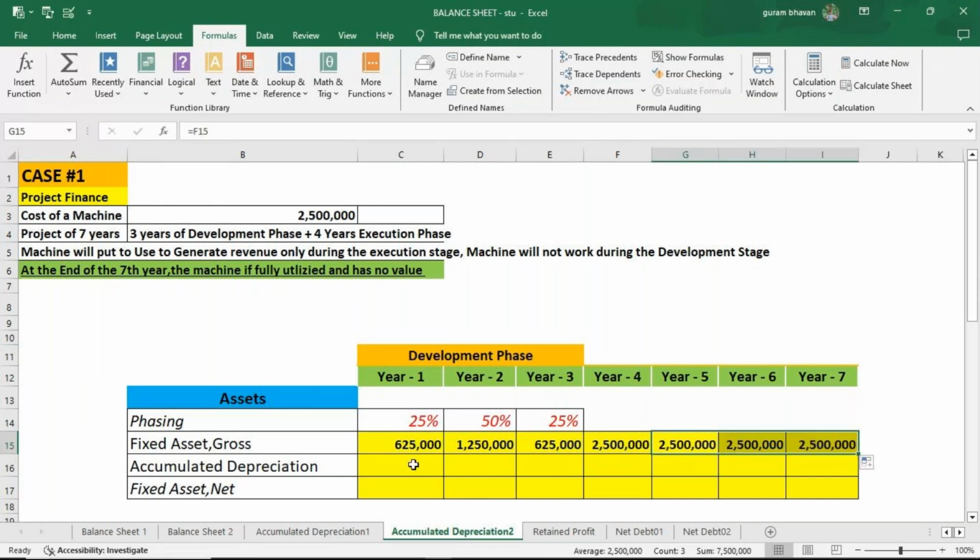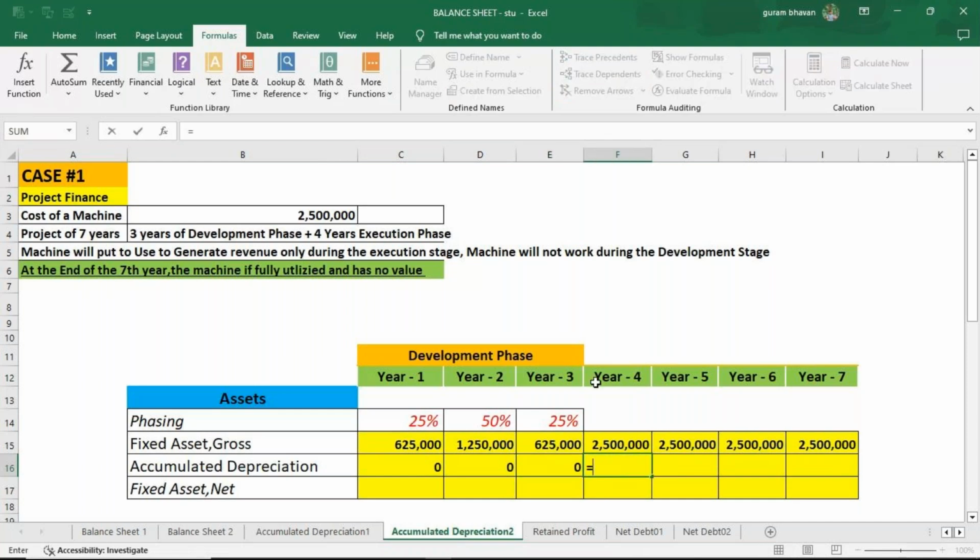Okay, so they are telling that for the first 3 years the machinery will not be used, so the machine will not work during the development stage. So I will keep this depreciation value as 0. Okay, so I'll keep it as 0.